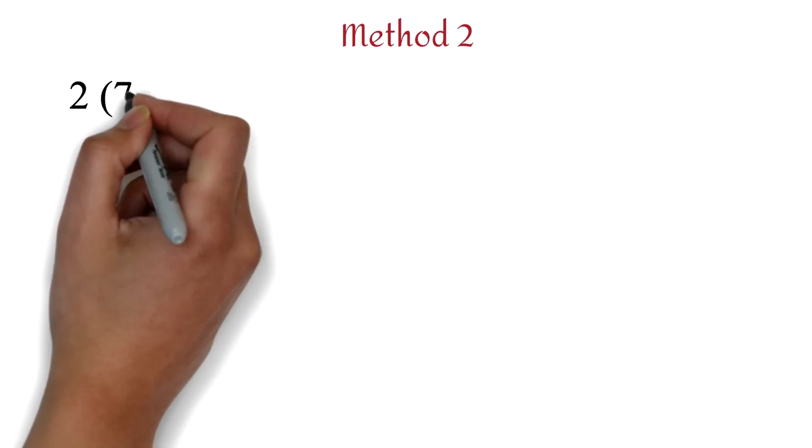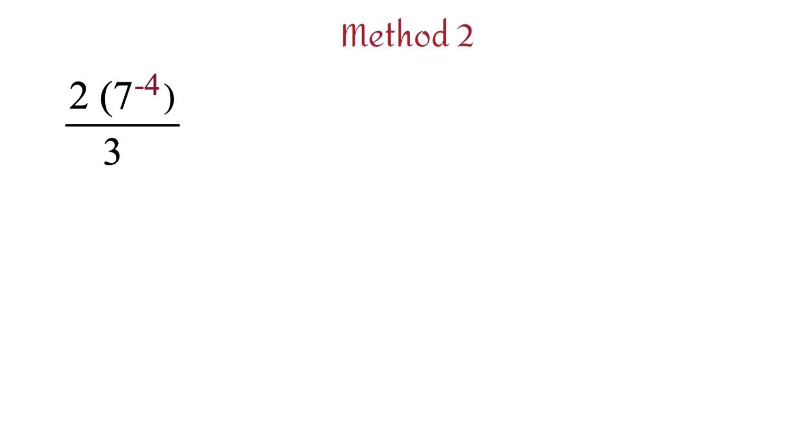Method 2. First, we have to know that we can move a number with an exponent from the numerator to the denominator, or denominator to numerator, by changing the sign of the exponent. Example, if you have 2 times 7 exponent negative 4 over 3, we can move the 7 exponent negative 4 from the numerator to the denominator. If we do that, we have to change the exponent negative 4 to exponent positive 4.